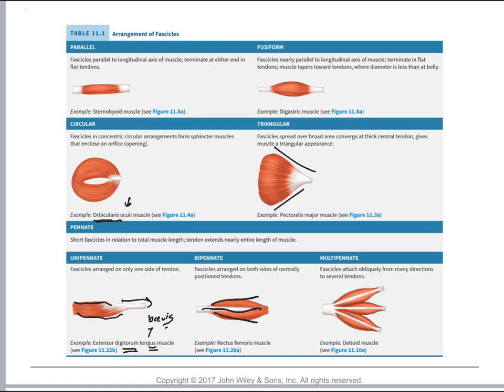Fascicles arranged on both sides of a centrally positioned tendon. An example would be the muscle of our leg, the rectus femoris muscle. Next is a multipennate muscle. So this is the fascicles attached obliquely from many directions to several tendons. So again, we have our mast, one, two, three flags. An example is that big triangular shaped muscle in your shoulder, the deltoid muscle.